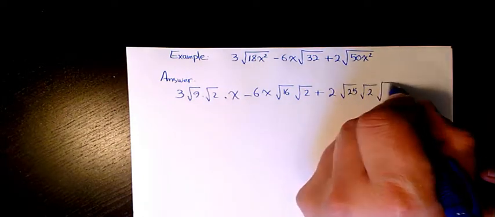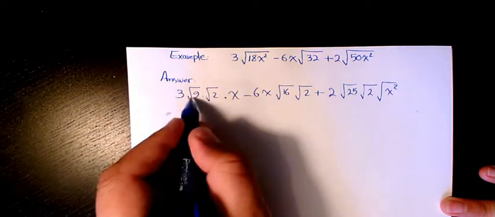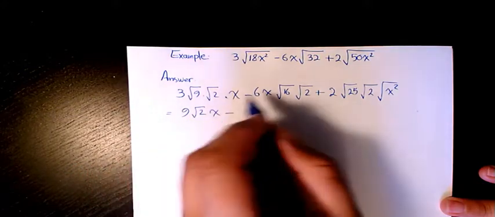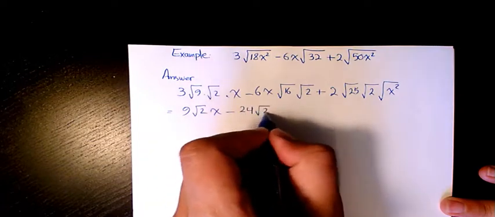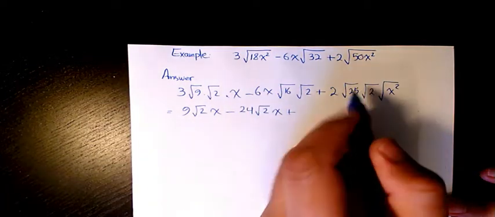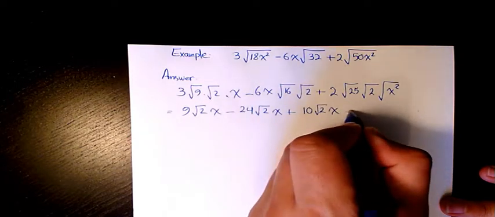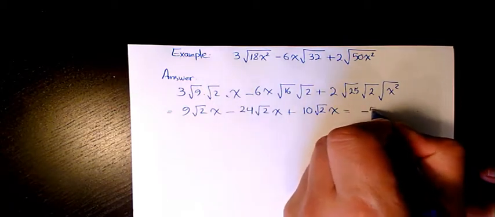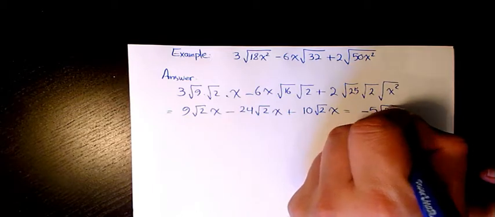So that will be 3 times 3, because the square root of 9 is 3. It's going to be 9 root 2x minus 6 times 4, 24 root 2x plus 2 times 5, 10 root 2x. That makes it 19 minus 24, which is going to be negative 5 root 2x.